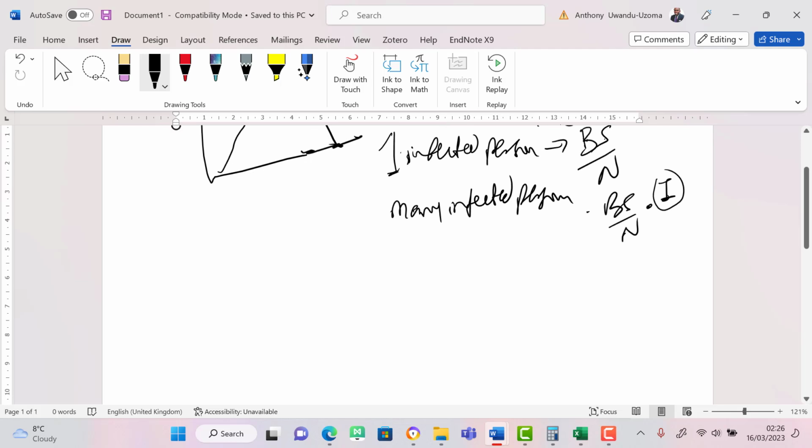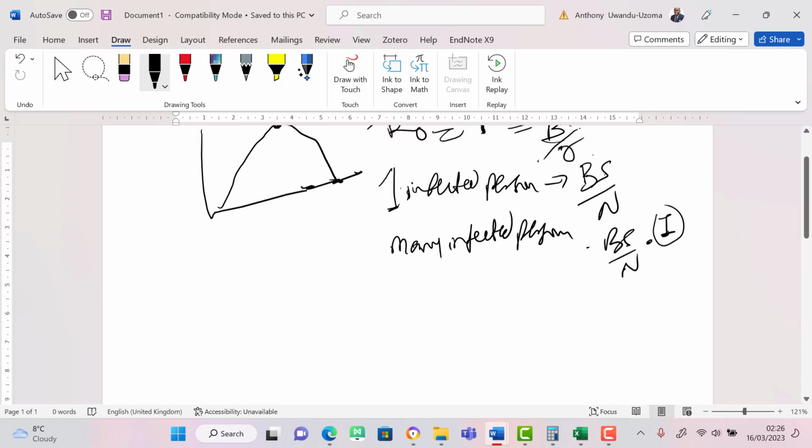Then we learned that if you take the B, I and N only, you will get the force of infection. So that's what we learned, BI over N. This is the force of infection.